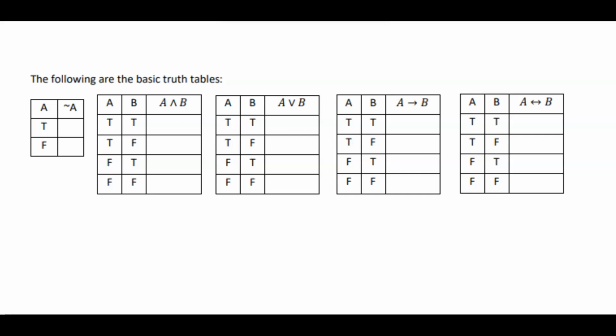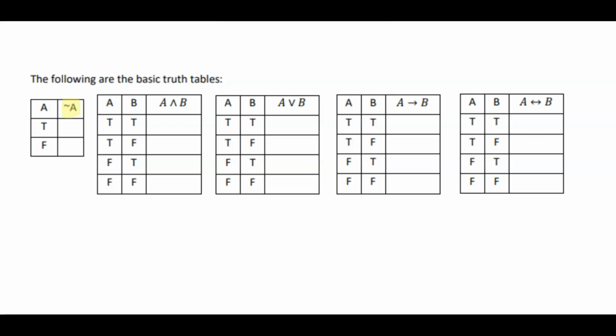Okay, in logic, we have truth tables. Now, A and B will just be certain states, certain things that are either true or false. And we just want to discuss these simple truth tables. First off, this symbol means the complement of or the opposite of.